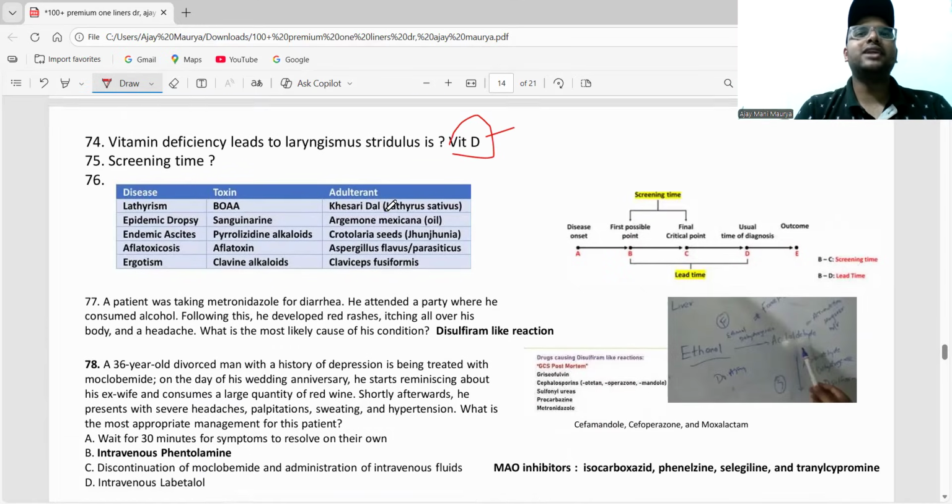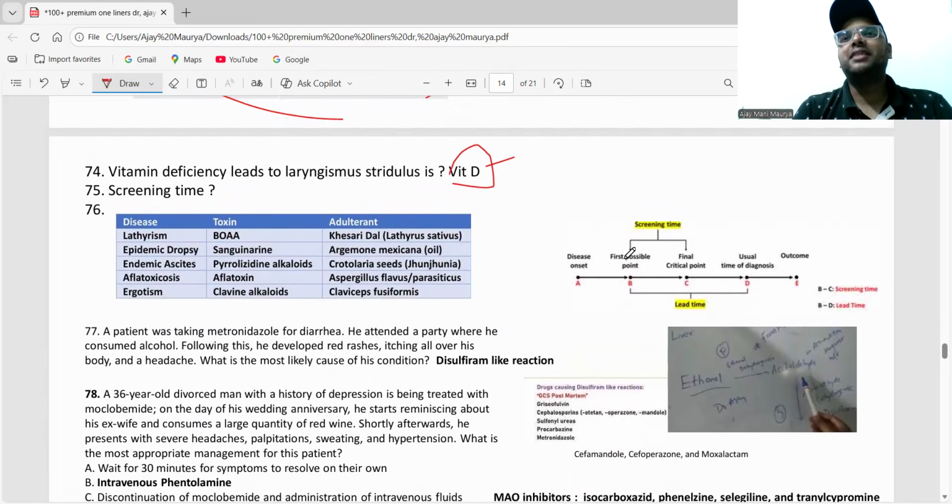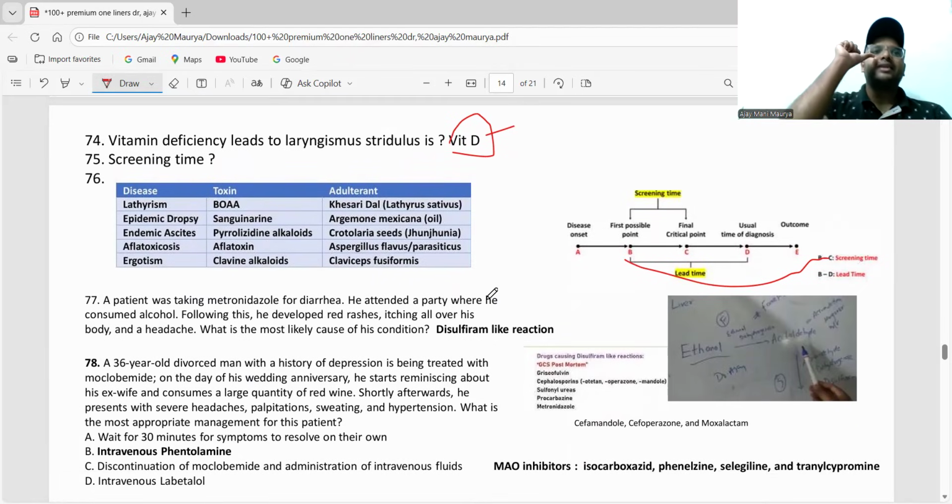Okay. Next one, what is screening time? See here, the screening time is from the first possible point of detection to the final point, the critical point. Lead time is from here to here. Okay, I remember here.